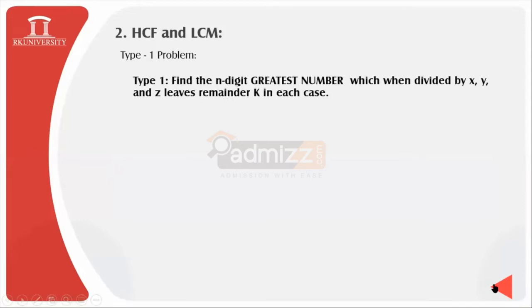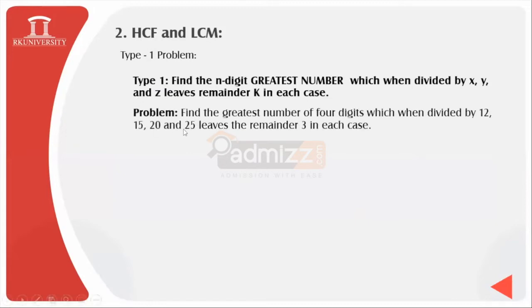Okay, it is of type 1b format. See, it leaves the remainder k in each case. So the process involved will be the same which we learned just a few minutes ago. So this is how the problem will be offered to you, students. See, what we need to observe: find the greatest number of 4 digits. Just have a look at the question, the way it is framed.